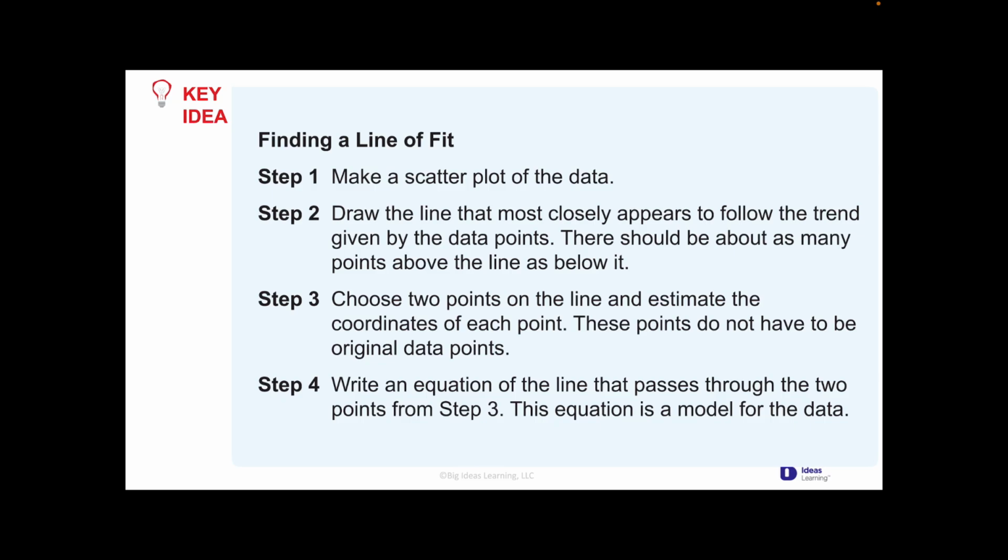Choose 2 points on the line and estimate the coordinates of each point. These points do not have to be original data points. That is important for step number 3. That is going to help you tremendously for things like slope and finding your y-intercept. And then after that, write an equation of the line that passes through the 2 points from step 3. This equation is a model for the data.